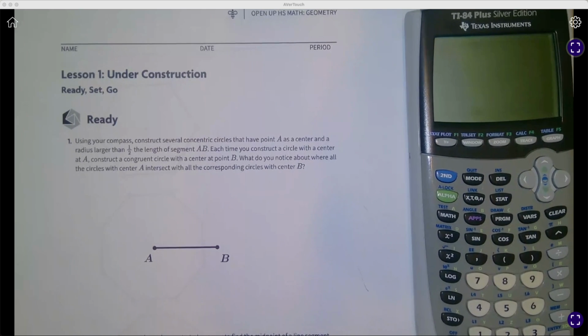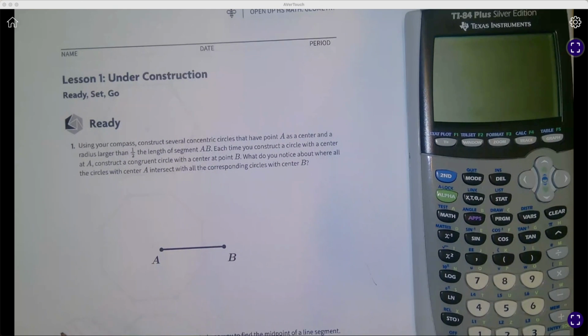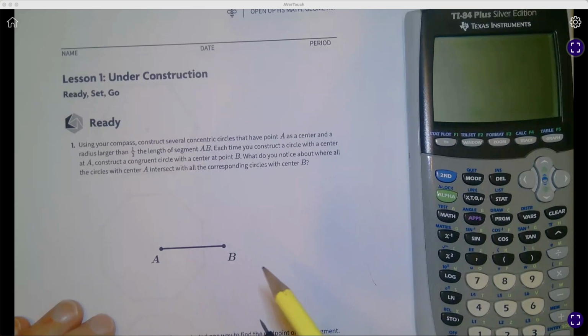Ready, set, let's go. Okay, so using a compass, construct several concentric circles that have point A as a center and a radius larger than half of the segment. Okay, that's important. So I'm going to make sure I'm just more than half of the segment, and I'm going to make some concentric circles.